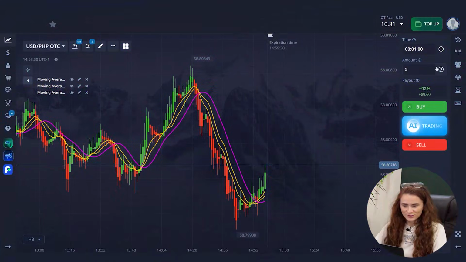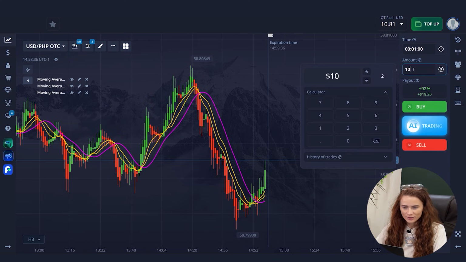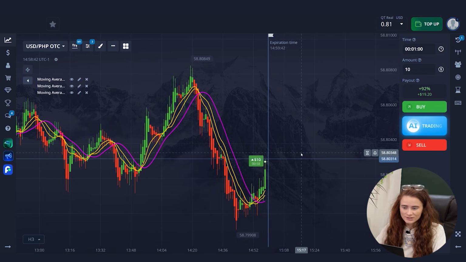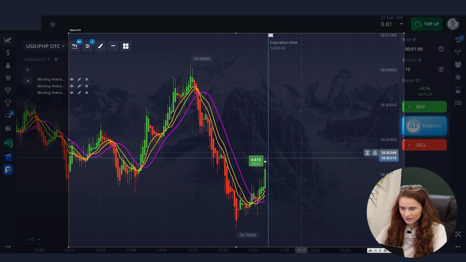Found the first suitable situation, let's take it to work and open the first trade. Trading time I use 1 minute, starting at $10. I think the price will go up, so I press the green button to open the trade. So really good, and now let's analyze the situation in more detail.